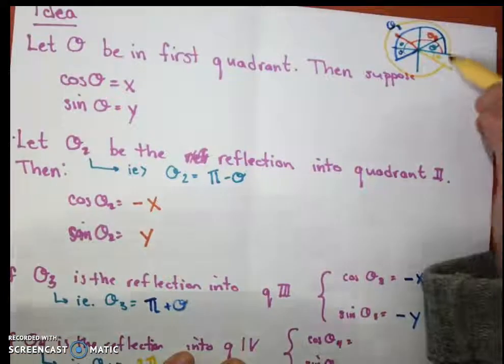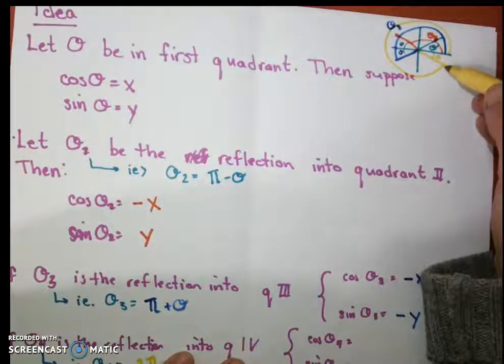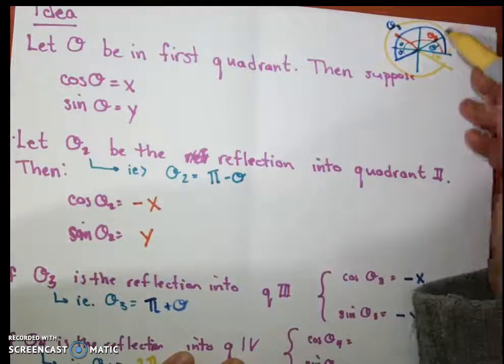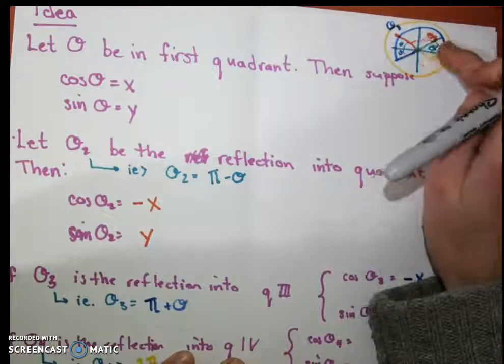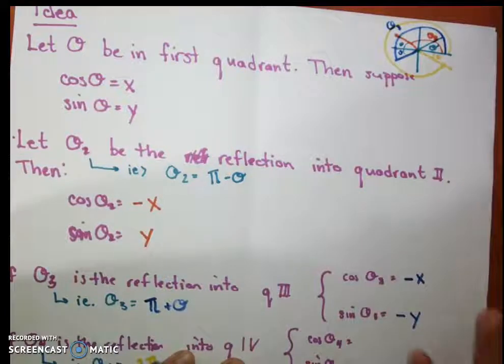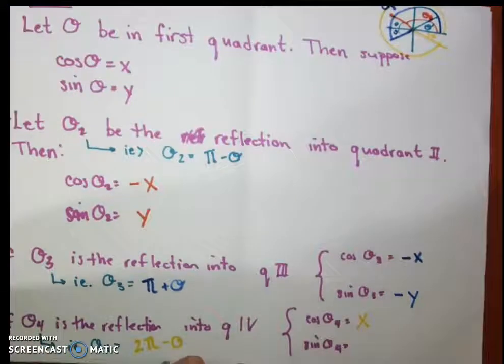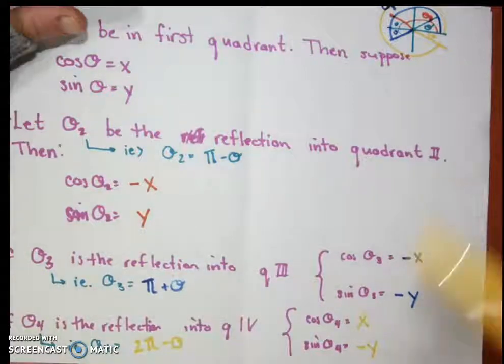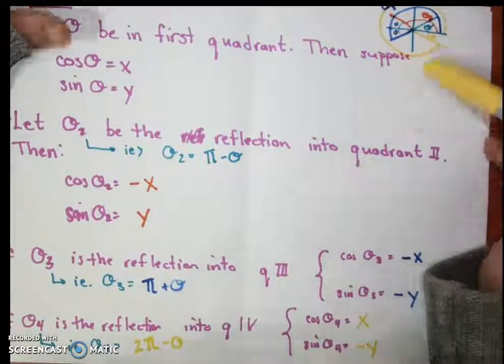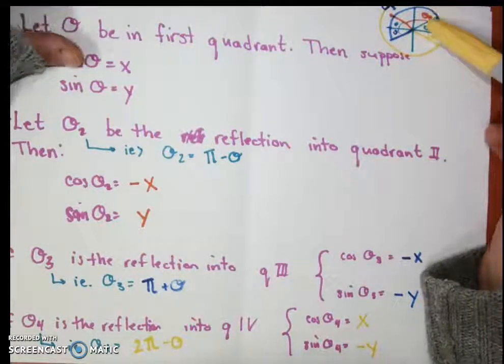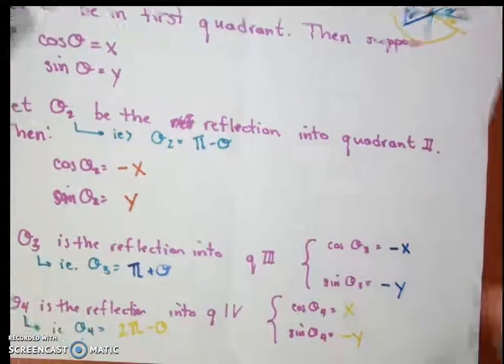And you'll notice that the x-coordinate is positive, but the y-coordinate is negative. And since it's a reflection, the distance along each axis is the same, so only the sign changes. So cosine of theta in quadrant 4 is still x, because my x-coordinate's positive, but sine is now negative. So what this allows me to do is to calculate the sine and cosine of 4 different angles if I know it for just one. So let's see some examples of this.